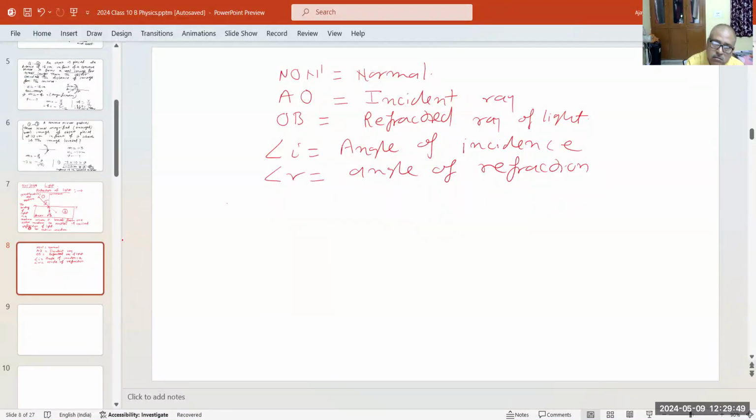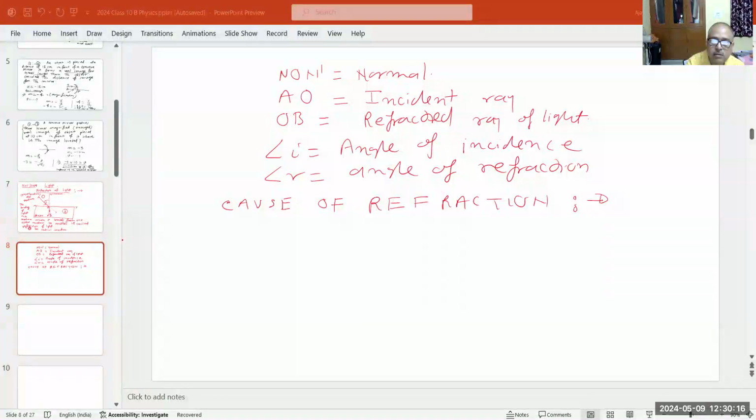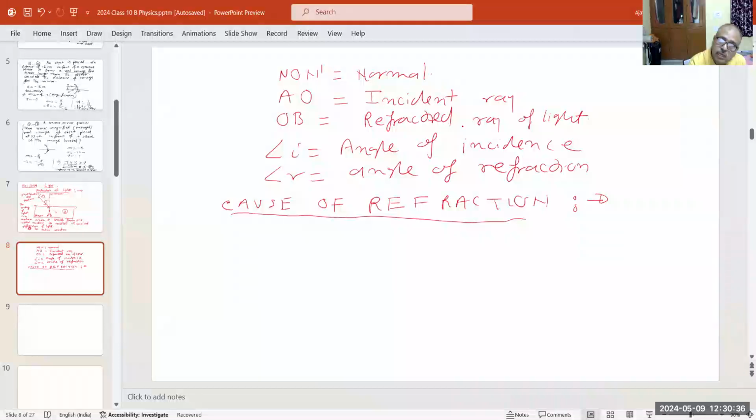What is the main cause of refraction? What is the main cause of refraction? In most examinations, it is asked. Refractive index, sir. So, yes. What is the main cause of refraction? If this question is asked to any student, the answer point is here.